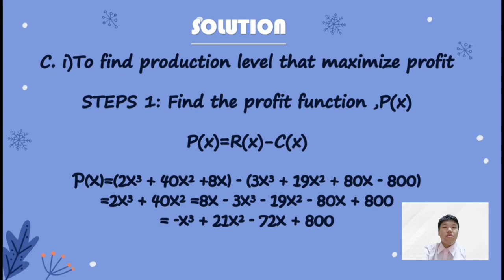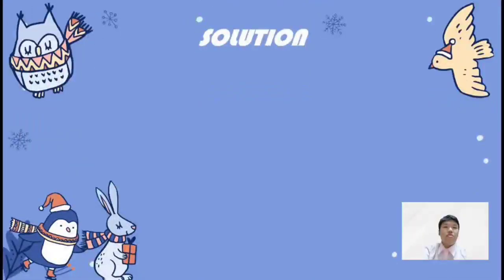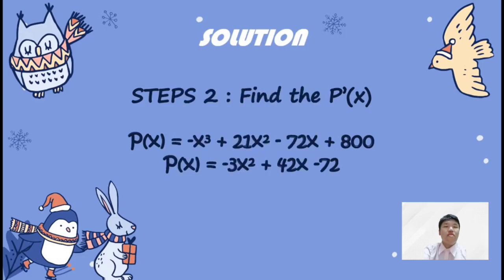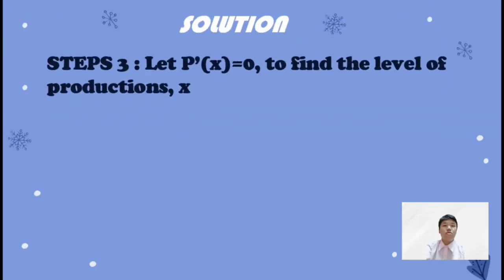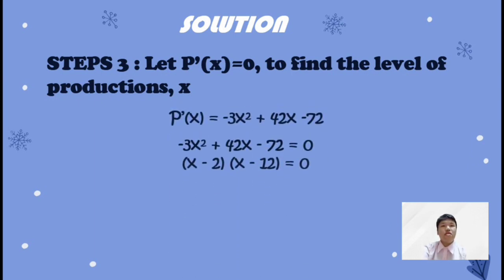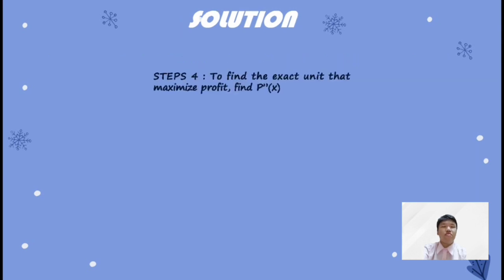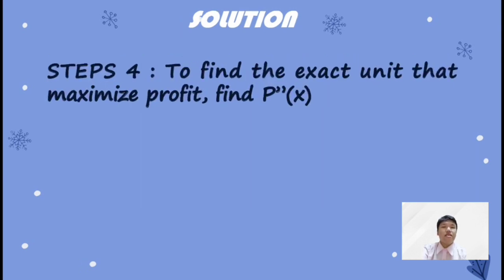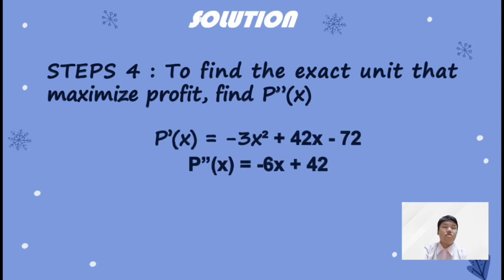Then using the power rule previously mentioned, we will find P'(x) and let it equal to 0 to determine the level of production that will maximize the profit. When P'(x) equals 0, we get two levels of production, which are 2 and 12. Therefore, to find the exact unit that maximizes profit, find the second derivative of P(x). So we will get the answer, which is negative 6x plus 42.